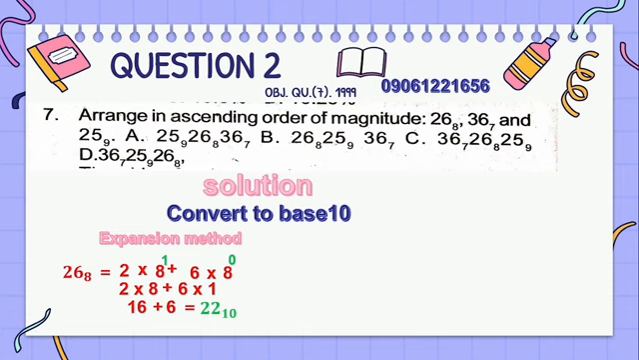Now that is done, so let's take the next number, that is 36 base 7. The same process applies. You take the first digit, that is 3, multiply by the base, that is 7, plus you take the second digit, that is 6, multiply by the base, which is 7. After you have expanded, the next thing is to indicate the index on top of the base.